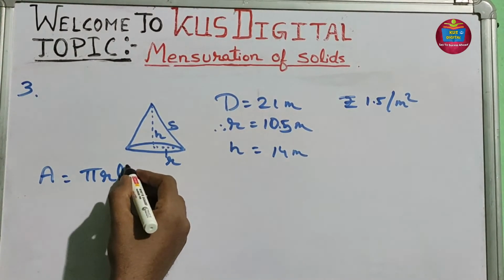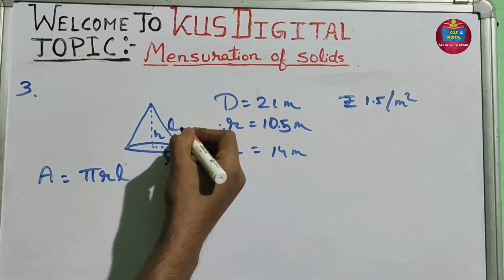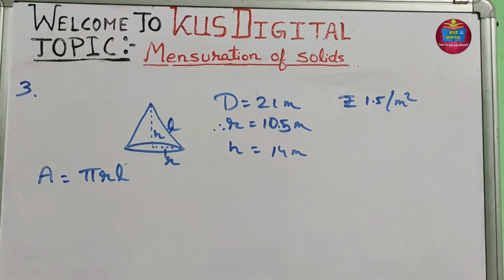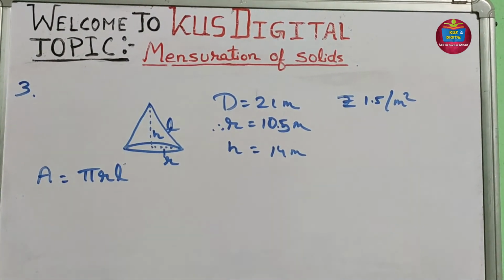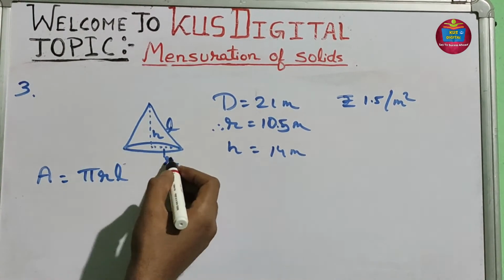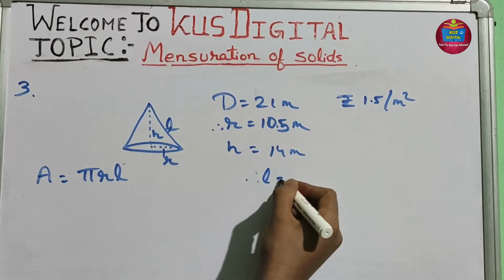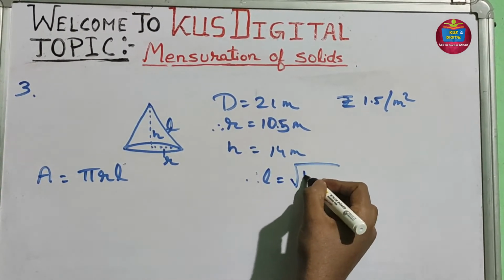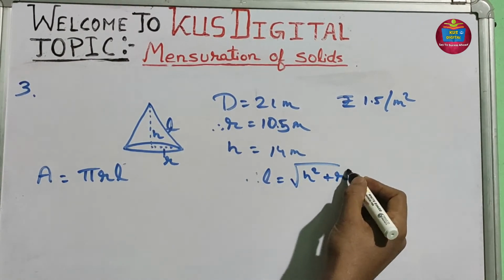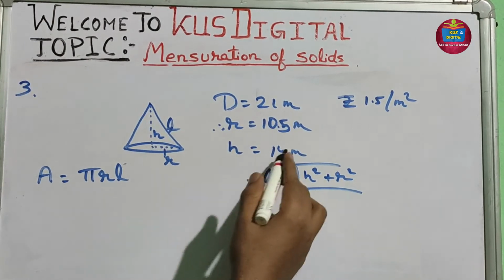Now L we don't know. This slant height can be also denoted as L or S. It's your choice. So I am denoting here as L. Okay. So L is a slant height. Now we don't know L. We know R and we know H. So we have to first of all find out L. L equals to root over of H square plus R square. So equals to root over of H means 14 square.